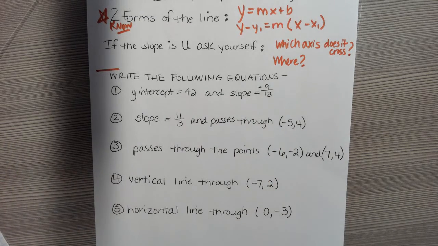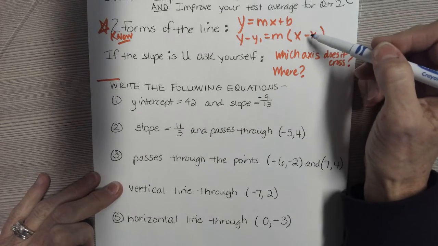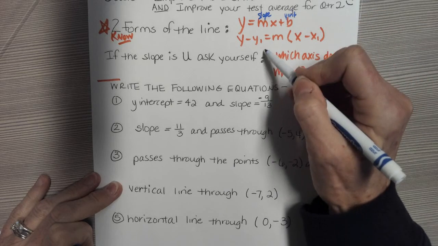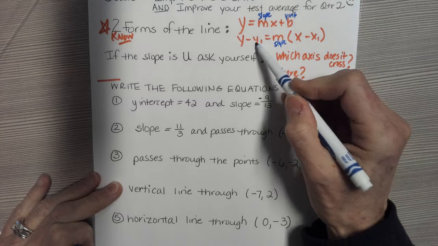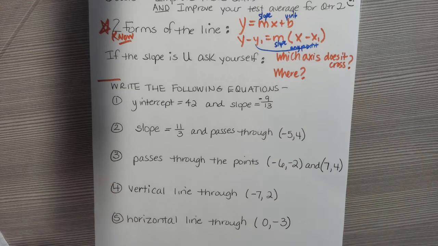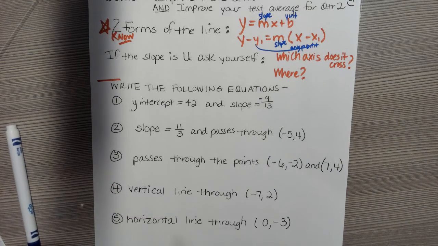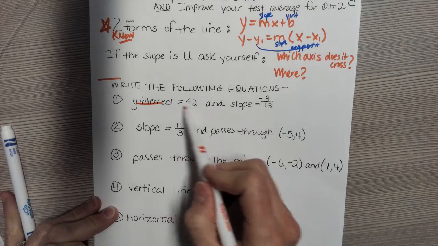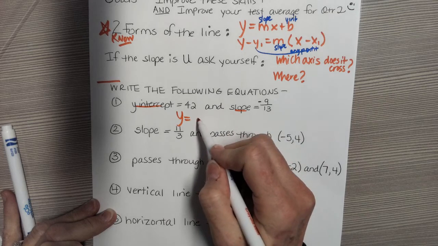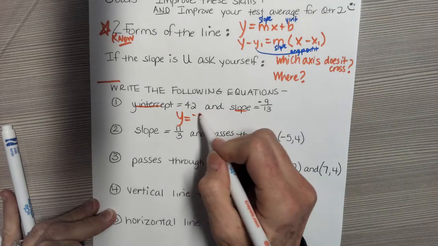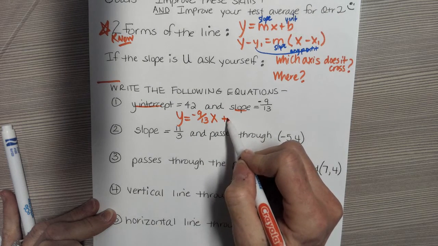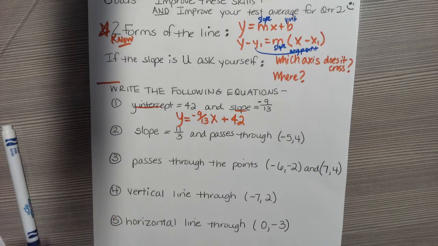First thing you have to do is decide which of these forms is the best one to work with. This is slope, this is y-intercept, this is slope, so no matter what you have to have a slope, and then this is any point on the graph. This one happens to have a y-intercept and a slope, so this is probably the best one to use, your favorite form. y equals, now slope goes in here, negative 9/13 x plus y-intercept is 42.